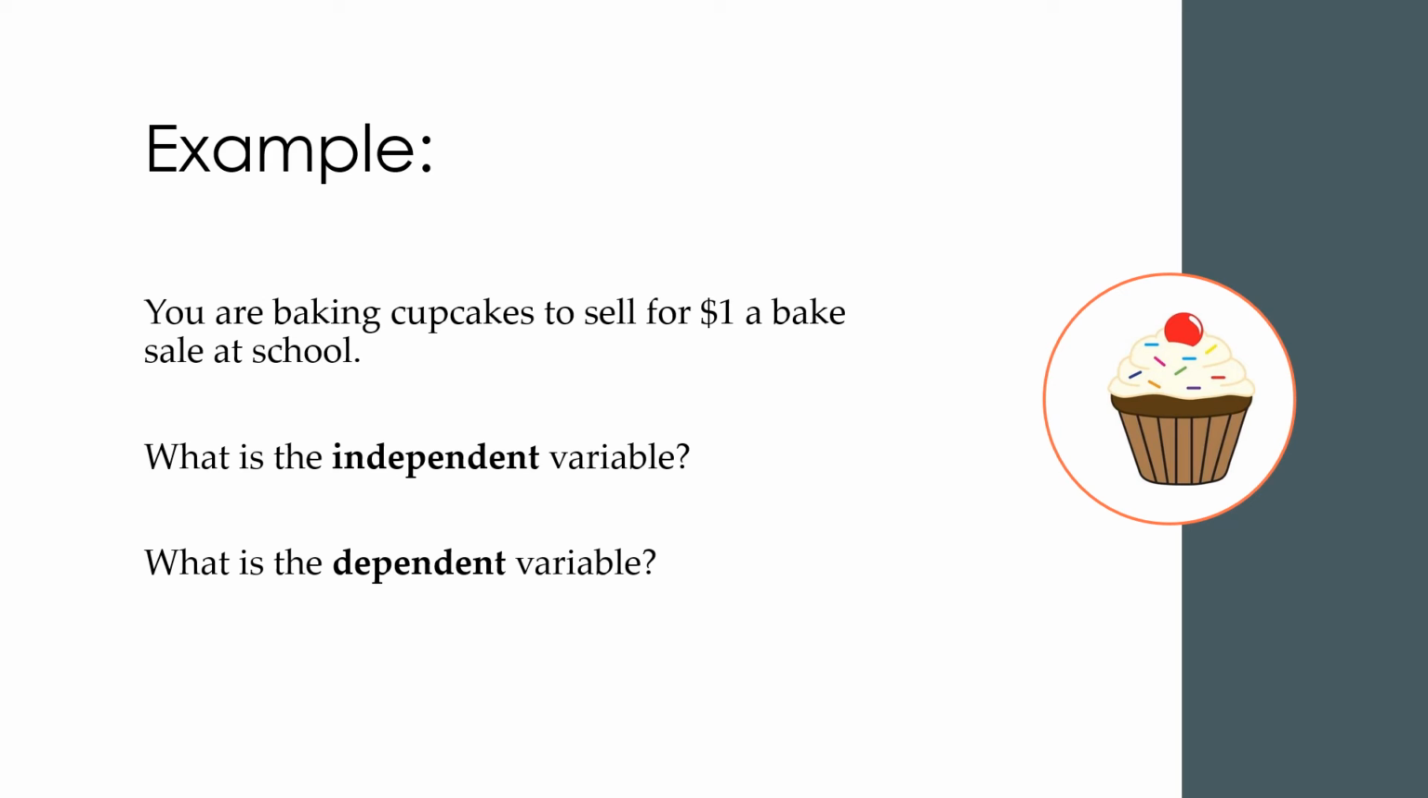So the independent variable is how many cupcakes I make. That's what I have to start with. If I don't bake any cupcakes, I'm for sure not going to make any money. And the dependent variable is how much money you earn. Let's assume that we sell them all. If I bake one cupcake, the maximum I'm going to make is $1. If I make 100 cupcakes, I could make $100. If I make 1,000 cupcakes, I'm not going to have any flour left, but I could make $1,000. So the amount of money I earn depends on the cupcakes I make.